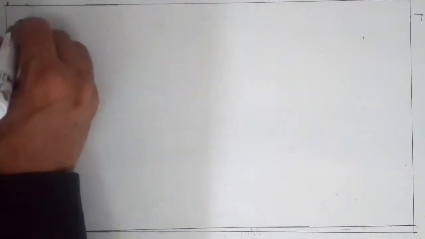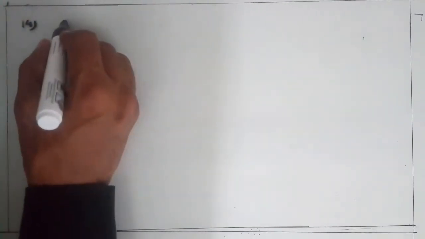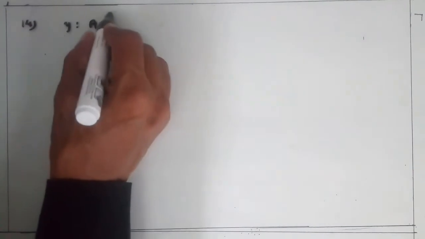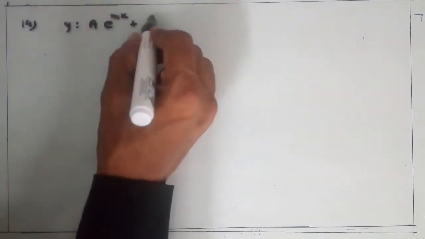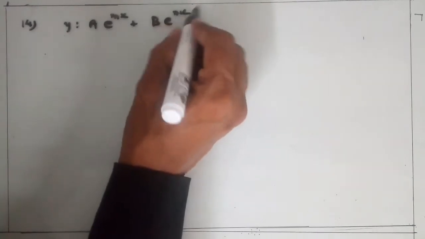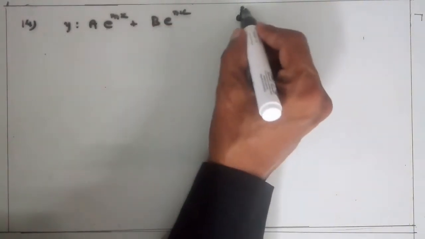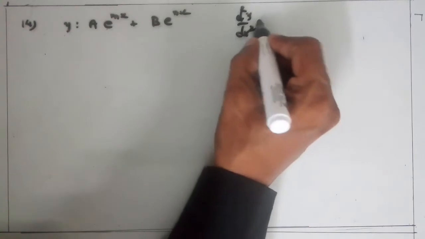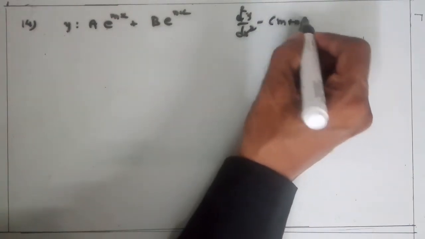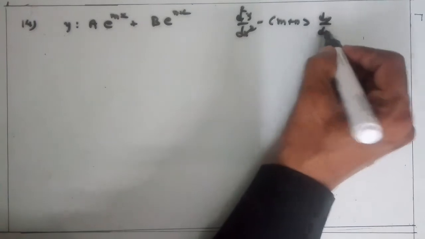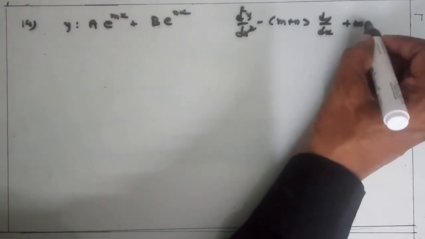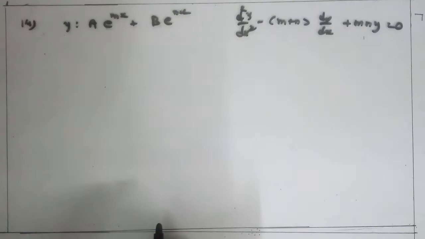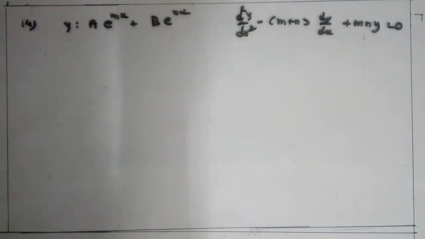Now question number 14. y is equal to a e^(mx) plus b e^(nx). Then show that d²y/dx² minus (m plus n) dy/dx plus m n y is equal to 0. Think how to prove this. d²y/dx² minus (m plus n) dy/dx plus m into n y equal to 0.